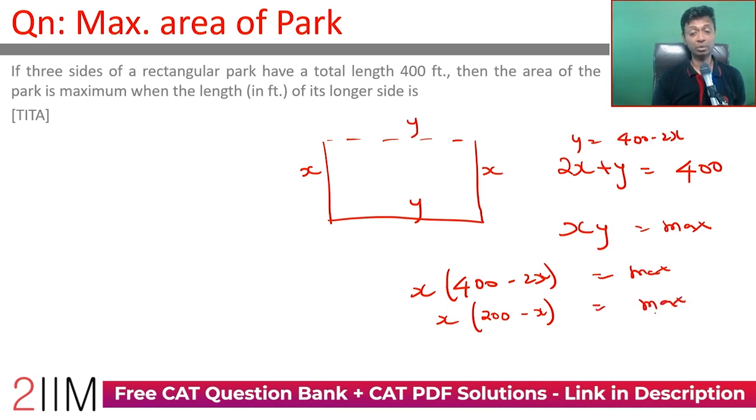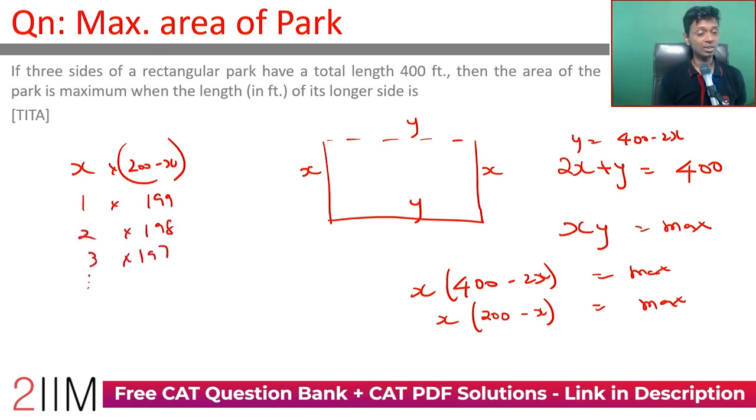X into 400 minus 2x should be maximum, or x into 200 minus x should be maximum. When is that maximum? Think about it. When x is 1, this will be 1 into 199. When x is 2, 2 into 198, 3 into 197, all the way to 100 into 100. Go further, it will become 150 into 50.